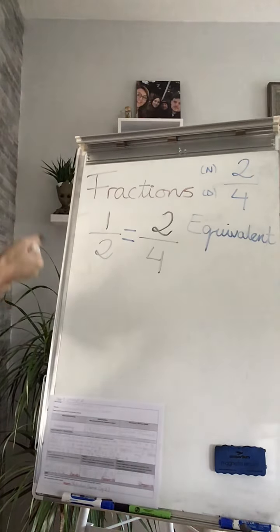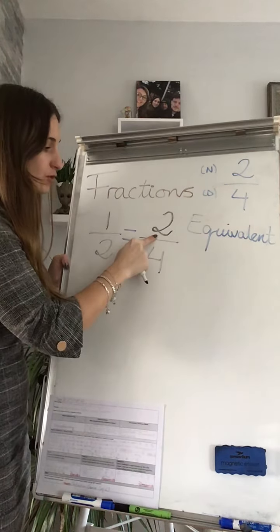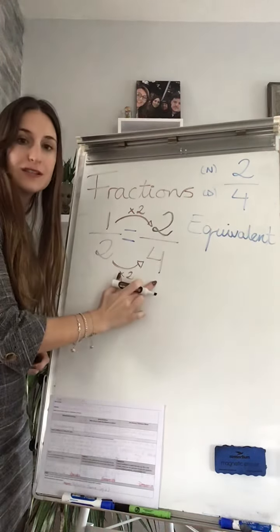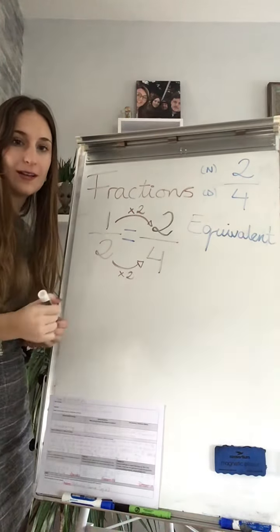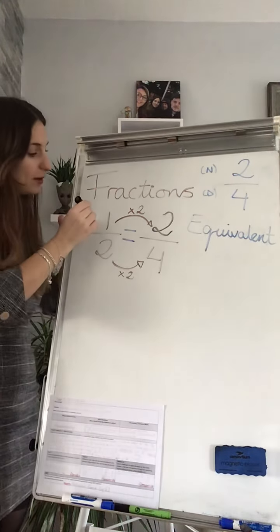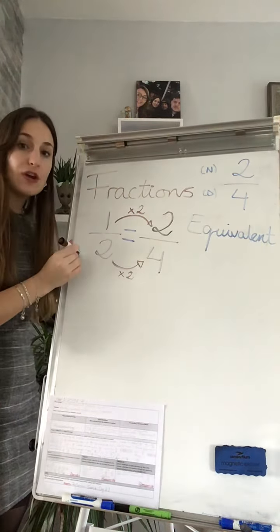Well, straight away you can see that this is a 1 and this is a 2. So this one is times by 2. 1 times 2 is 2. What about this one? As well, it is the double, 2 and 4. 2 times 2 is 4. So, to find an equivalent fraction, we do need to times the numerator and the denominator by the same number.